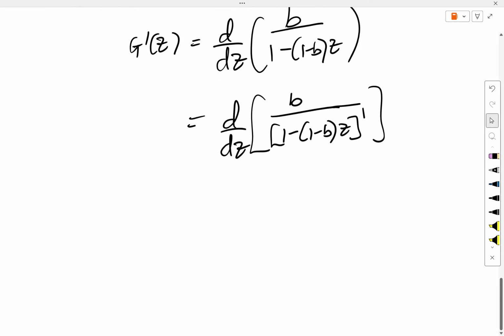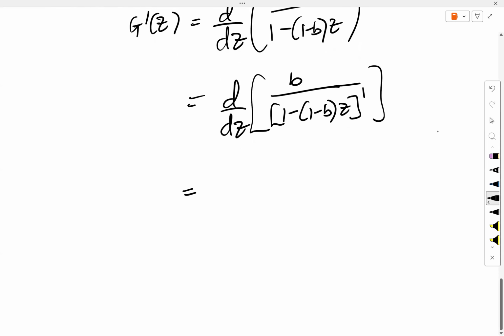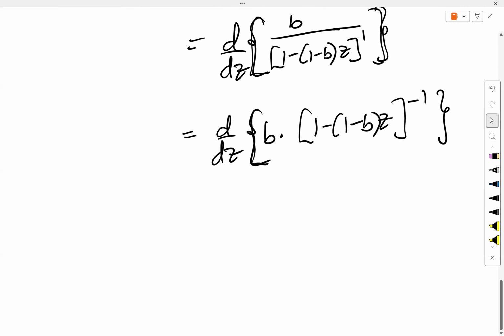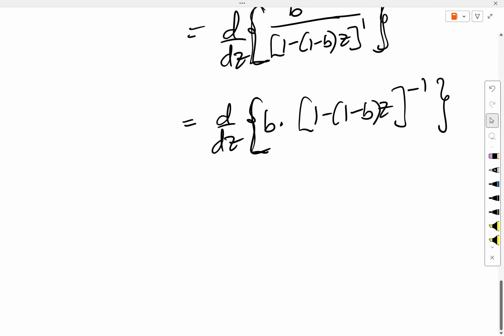So we can do function of a function. You have d/dz of b out here, multiplied by (1 minus (1 minus b)z) all raised to minus 1. So I can even do braces here, just like we do braces right here. With this now, you can see that this b is constant. So if you do d/dz of that, of course, b is constant, you can leave that out here.